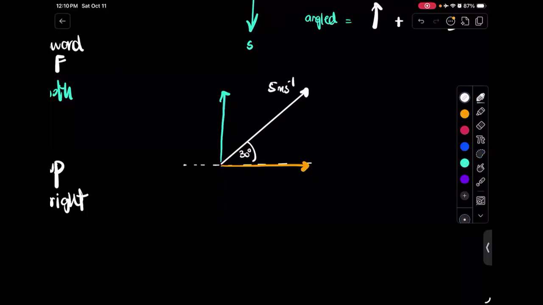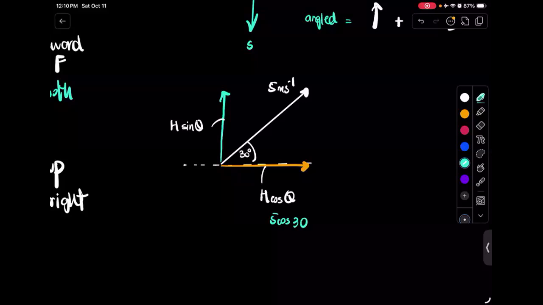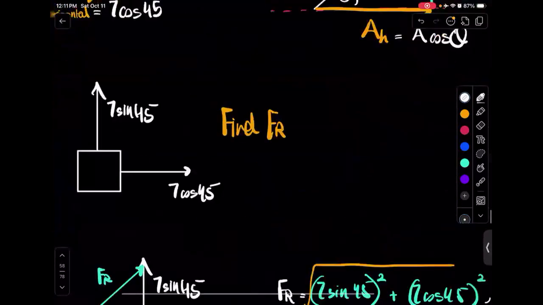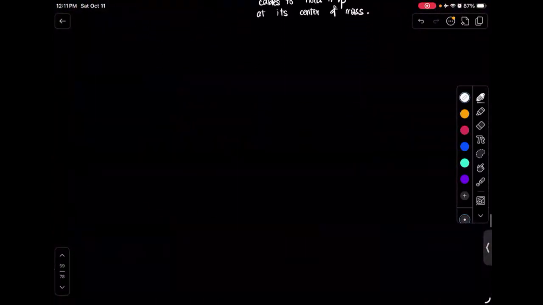Now, we already derived that the horizontal component is always the hypotenuse times cos theta, and the vertical component is always the hypotenuse times sine theta. In this case, the horizontal component is 5 cos 30, and the vertical component is 5 sine 30. That's how you can find the components of any vector. It could be any direction, by the way.